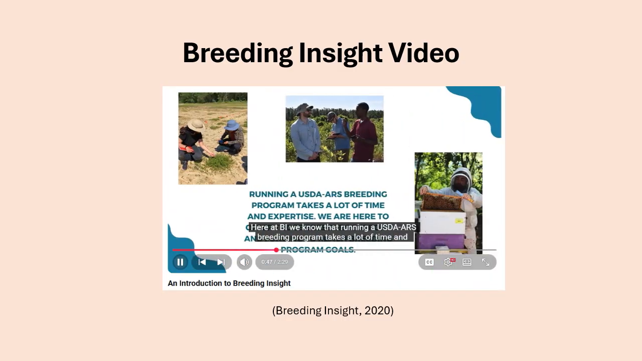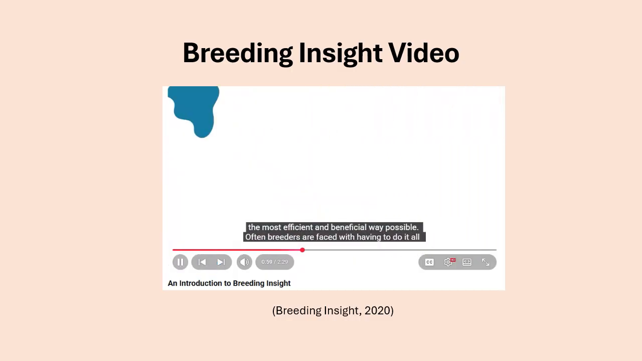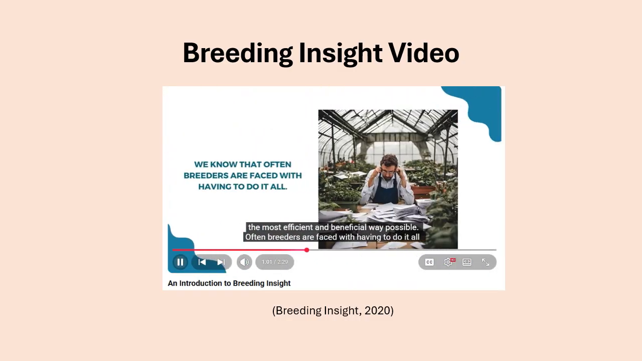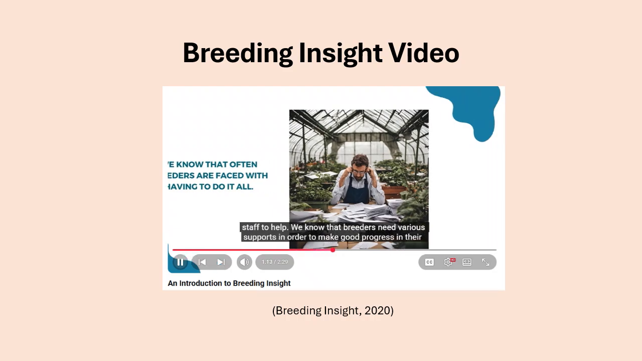Here at BI, we know that running a USDA ARS breeding program takes a lot of time and expertise. We are here to offer breeders support and funding to reach breeding program goals in the most efficient and beneficial way possible. Often breeders are faced with having to do it all: planting, analysis, sampling, image capture, and all the other aspects of running their program. At BI, we understand the challenges that breeders face, and we offer the various expertise of our staff to help.